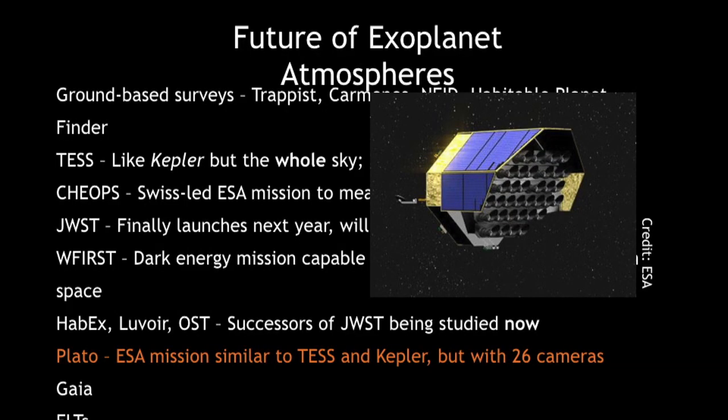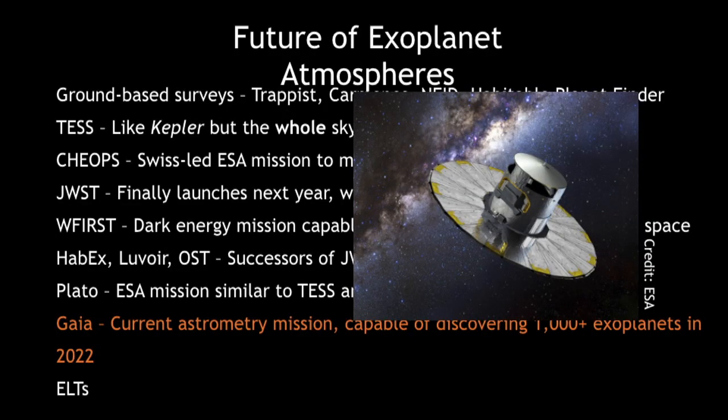PLATO will be launched in the late 2020s. It's like a TESS or a Kepler, but it has 26 different cameras, so it's going to be able to survey the whole sky too. Gaia is currently measuring where stars are, so we're finding new exoplanets based on how the star's orbit changes.